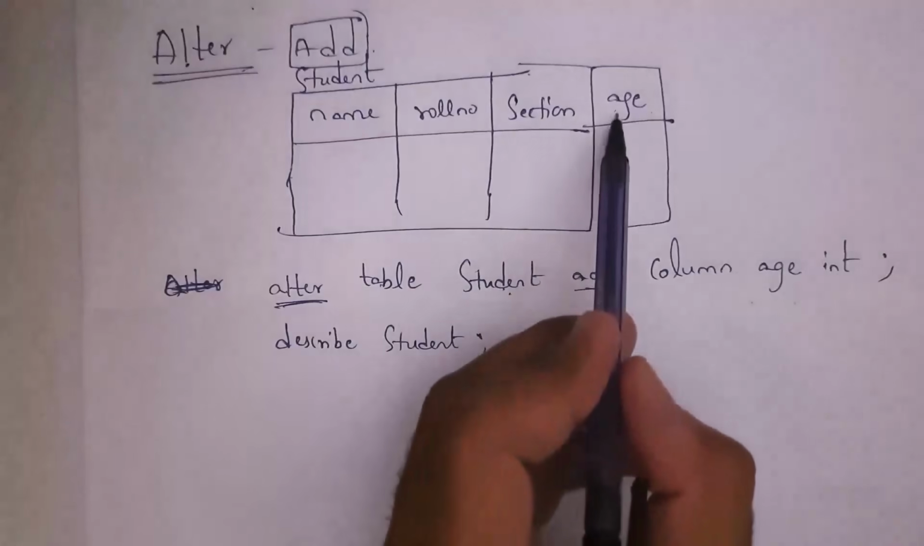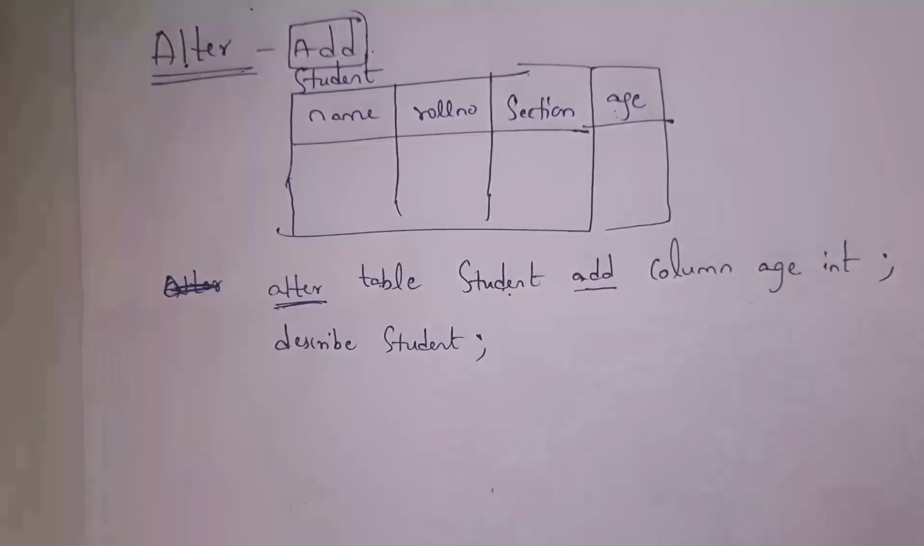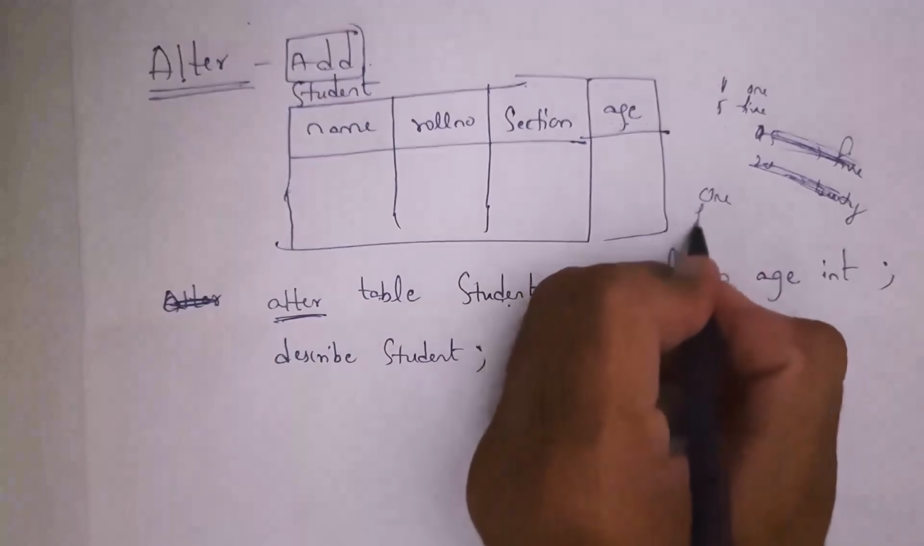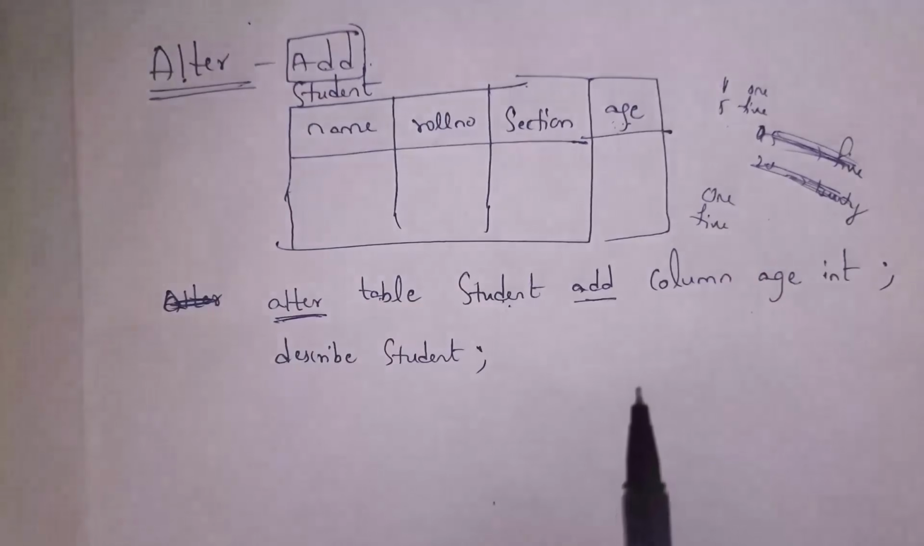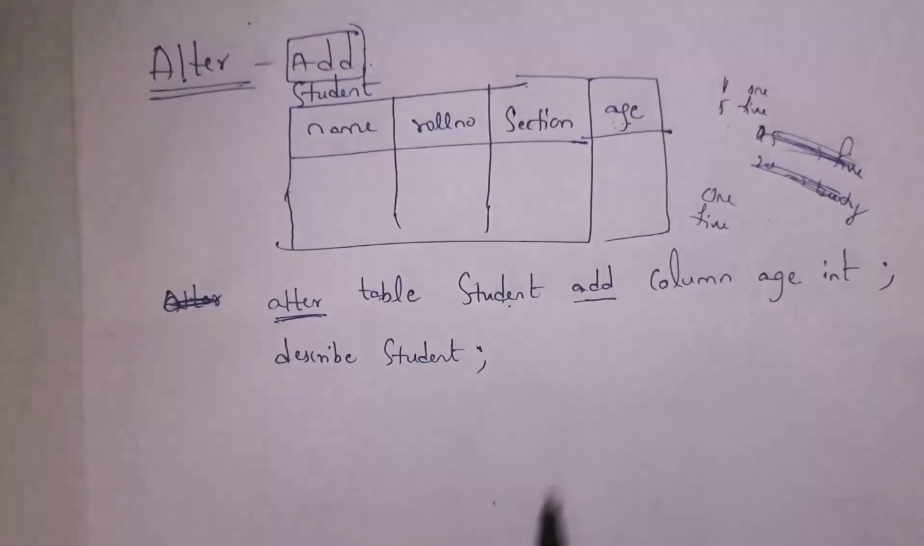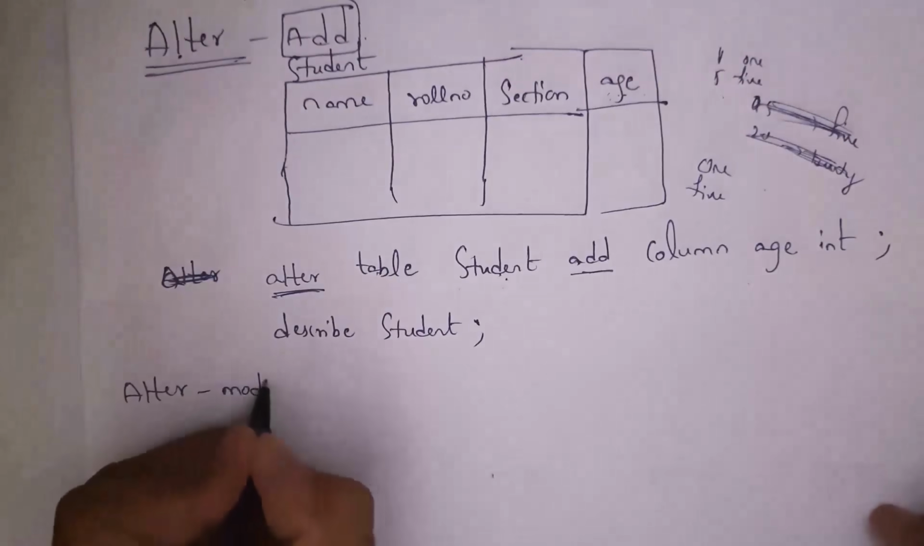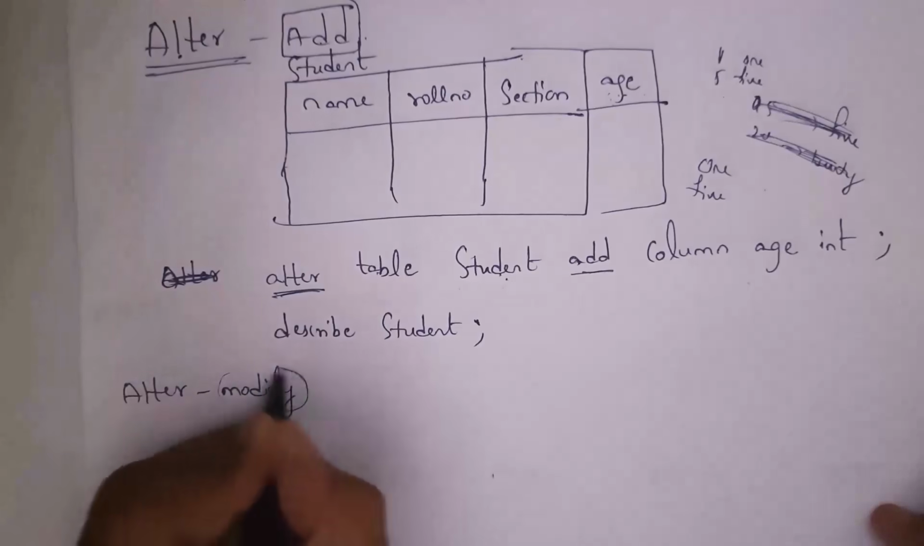For example, for the age column I gave data type int, but I changed my mind. This time I want to change this data type to varchar 10. For example, I want to give data like ONE1, FIV, FI like that. So now I need to change this age column data type to varchar. For that purpose you need to use alter modify, where alter modify is used to modify the data type of an existing column.